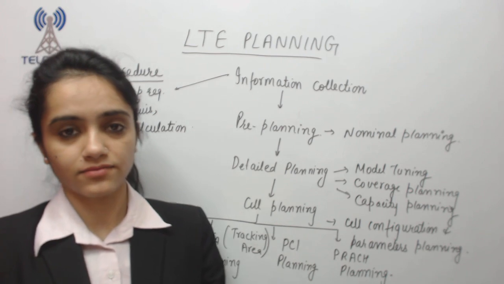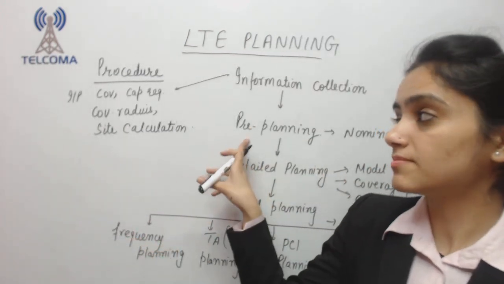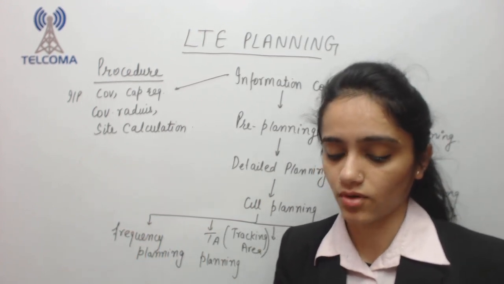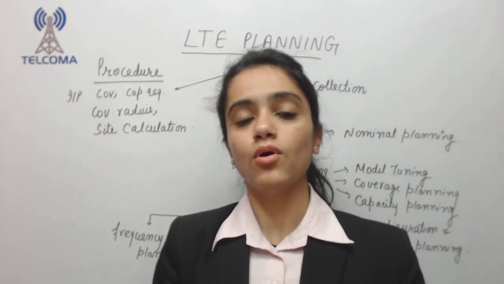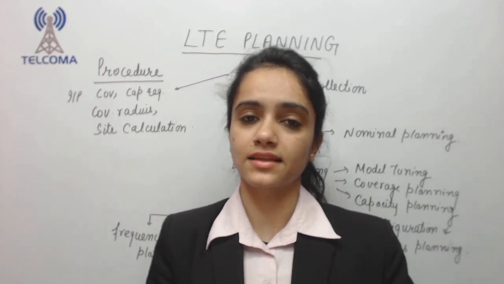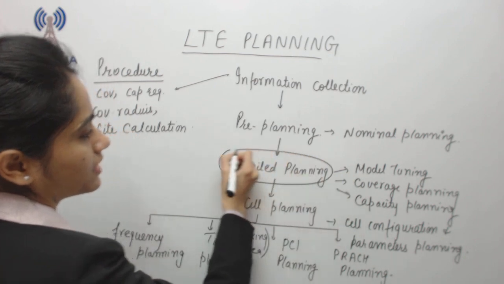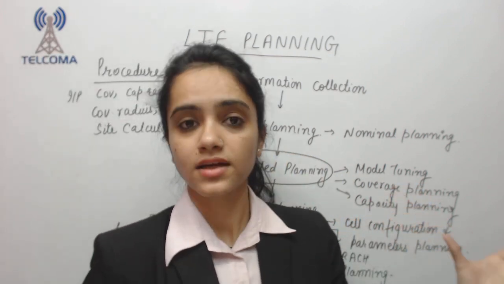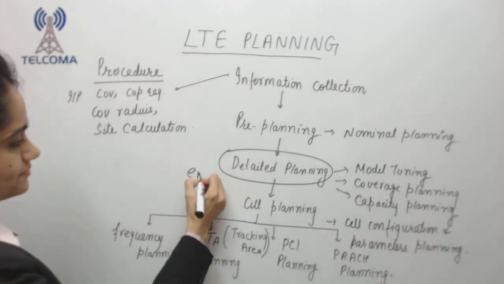Now in pre-planning, we have the map and info. That means we have a preliminary E node B number, which is the E node B number on a map according to the information. We have all the results and accordingly we can select this preliminary number, and we can have this many E node Bs. After that, in detailed planning, we have model tuning and coverage and capacity planning, and then we have an appropriate and calculated number of E node Bs.